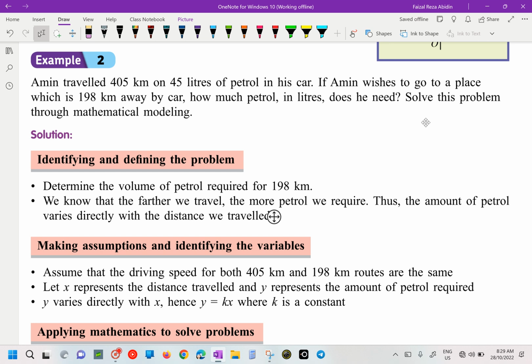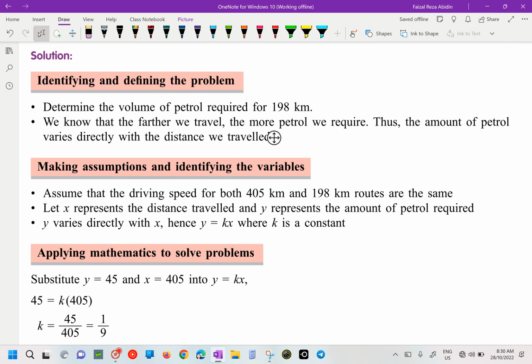Just now, we have three: linear, quadratic, and exponential. Okay, so if you look over here, we are going to identify and define the problem. This means the volume of petrol required for 198 km. The farther we travel, the more petrol we require, thus the amount of petrol varies. Okay, so we are going to use what this one? Variation. This is going to vary directly.